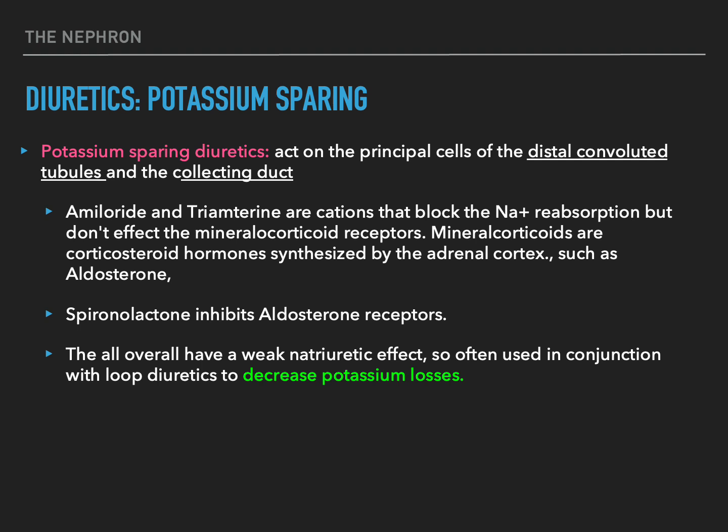the distal convoluted tubules as well as on the collecting duct. They overall have a weak natriuretic effect, so they're not real strong as diuretics, but they do help to decrease potassium losses, and so often they're used in conjunction with loop diuretics to prevent hypokalemia.